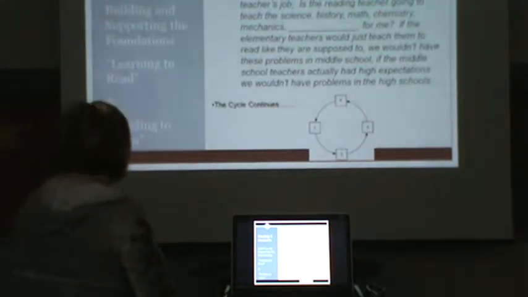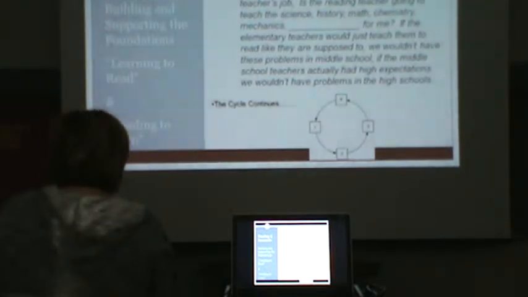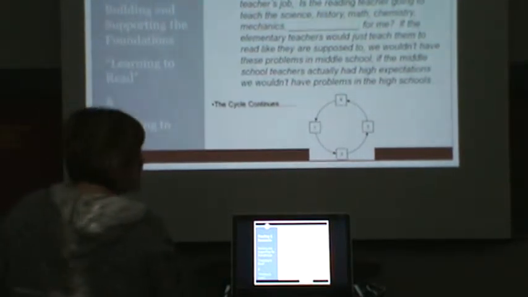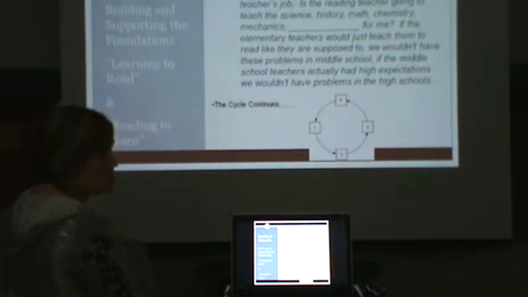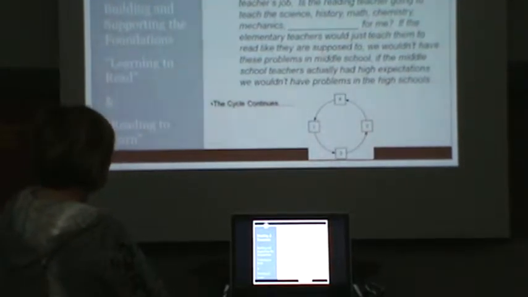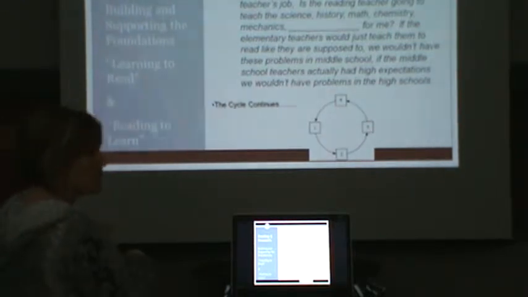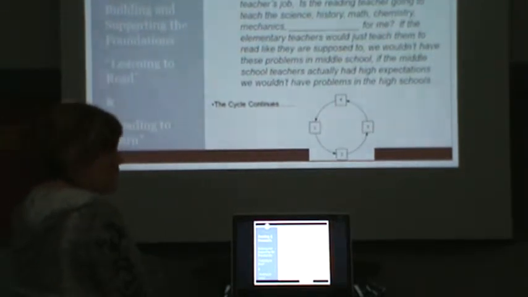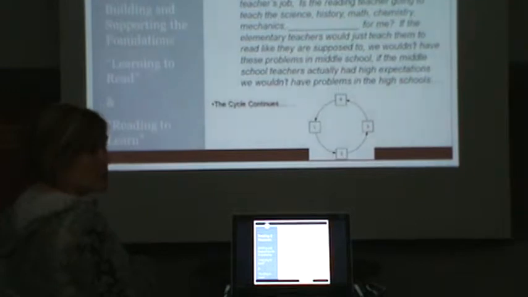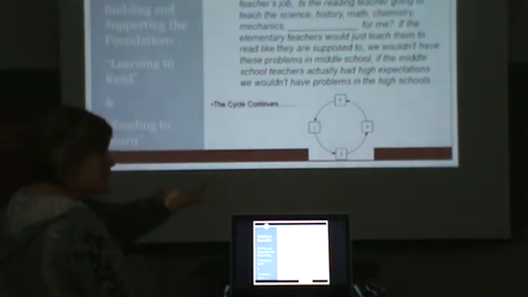This is just a common conversation that I've heard. How am I going to teach all the content if I have to teach reading? If you're the reading teacher, the language arts teacher, or the English teacher, isn't that the reading teacher's job? Is the reading teacher going to teach the science, history, math, chemistry, mechanics, whatever you teach? Is the other person going to teach it for you? I hear the teacher say, well, I do what I'm supposed to. I teach reading. So if I teach reading, then they need to teach what they're supposed to do. Science, I teach my science.